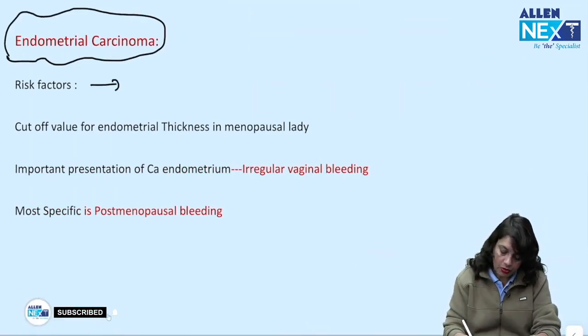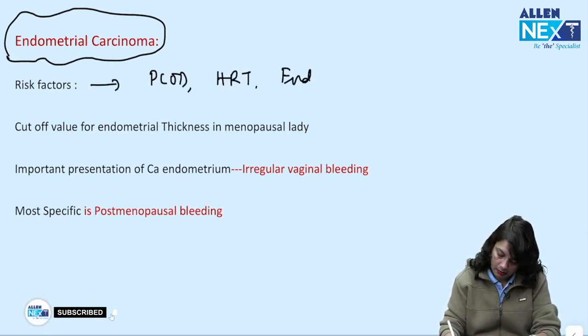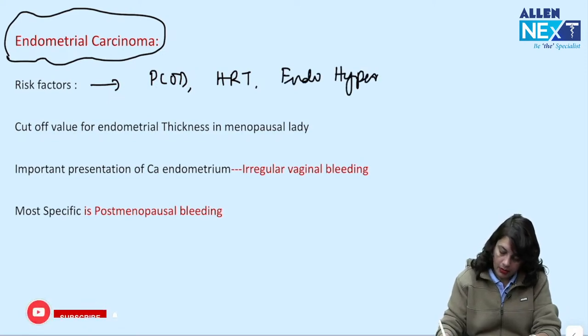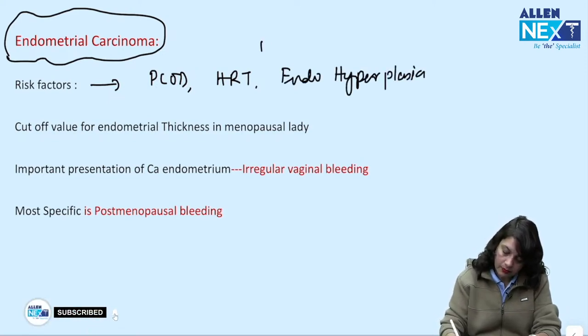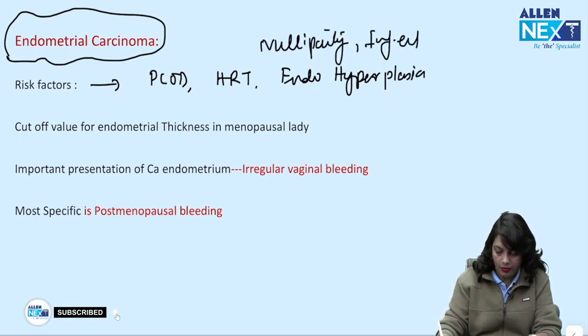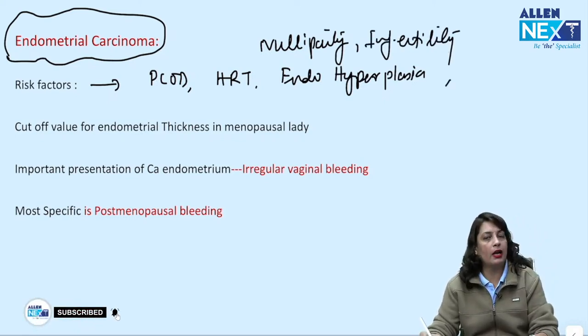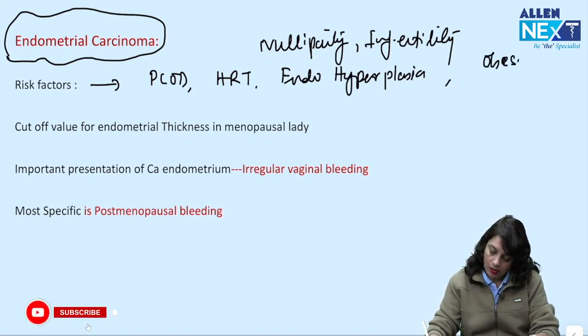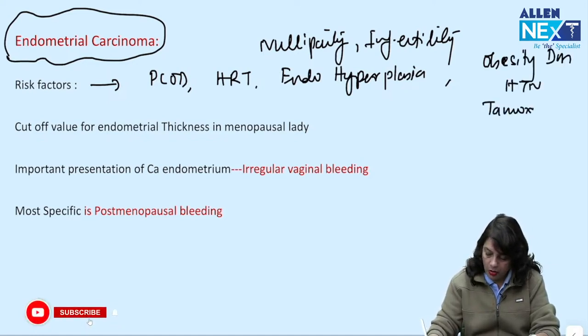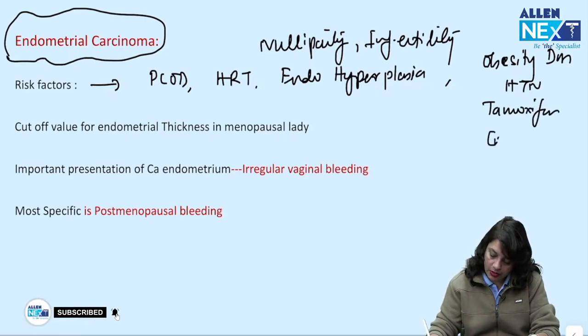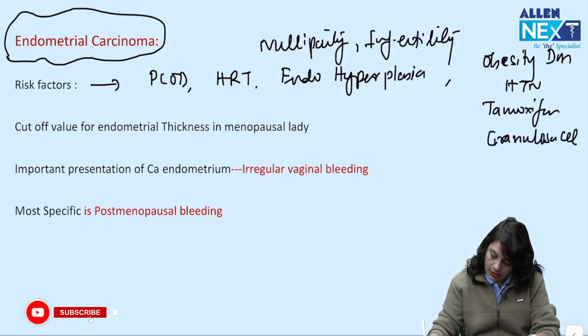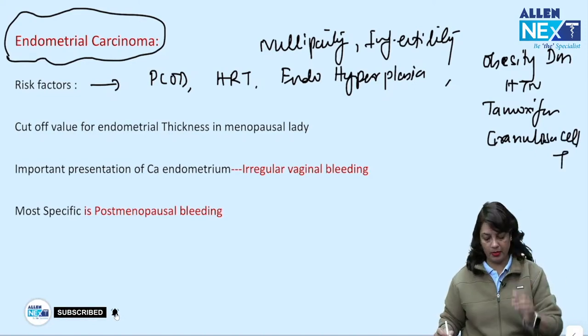Risk factors you should know, like polycystic ovarian disease, hormonal replacement therapy, endometrial hyperplasia, nulliparity, infertility, then early menarche, late menopause, obesity, diabetes, hypertension, tamoxifen, feminizing ovarian tumor like granulosa cell tumor, etc. So you should remember the risk factors.